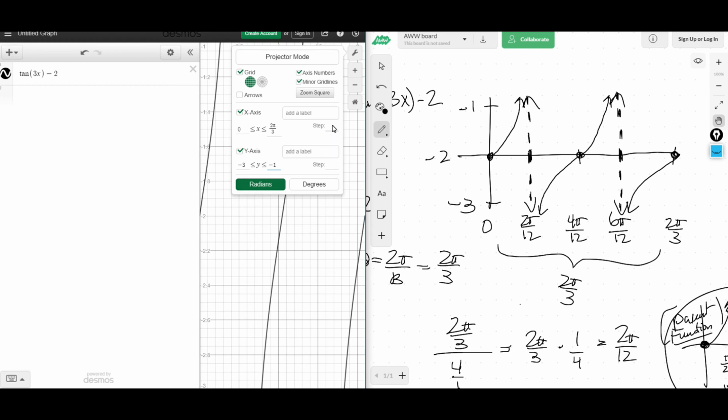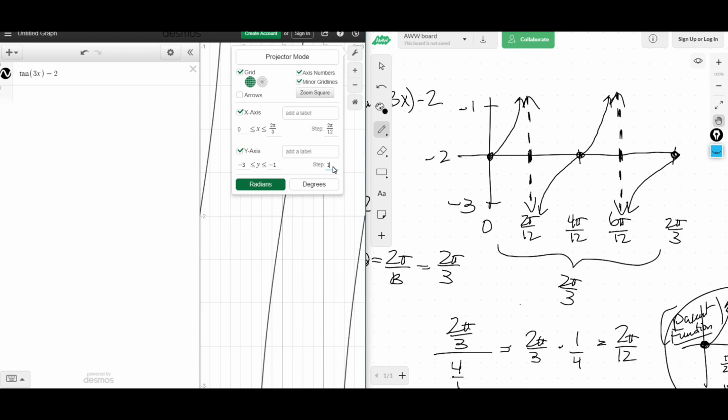Let's see, and then this step thing, I still haven't exactly figured out the steps in Desmos. It's 2 pi over 12 is how we did our steps, meaning our major intervals. And then my y value steps, let's just go with 1.